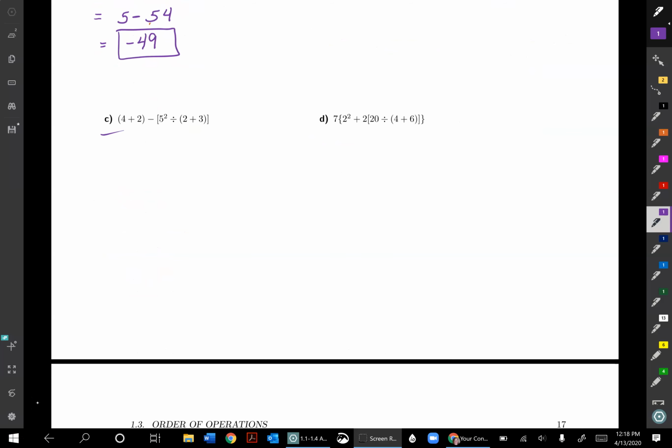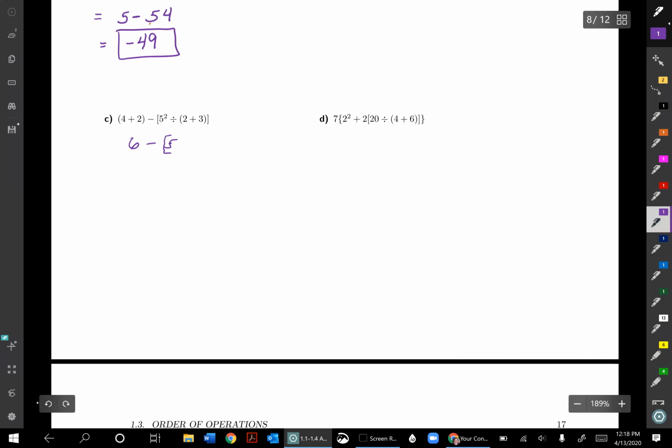For letter C, we have 4 plus 2 in parentheses minus brackets, 5 squared divided by parentheses 2 plus 3, end parentheses and brackets. So the brackets act the same as parentheses. It's just to clarify which ones are the outside ones. The 4 plus 2, we could just go ahead and do that. 6 minus, then inside these brackets, we're going to want to do the parentheses first.